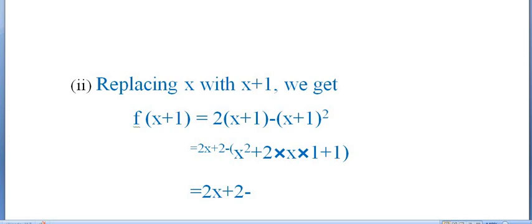minus x squared minus, sorry, plus. So now we have to see minus into plus. What is the answer? Minus into plus, minus. So minus 2 into x into 1. 2 into x, 2x into 1, 2x. 2x plus 1. Okay.